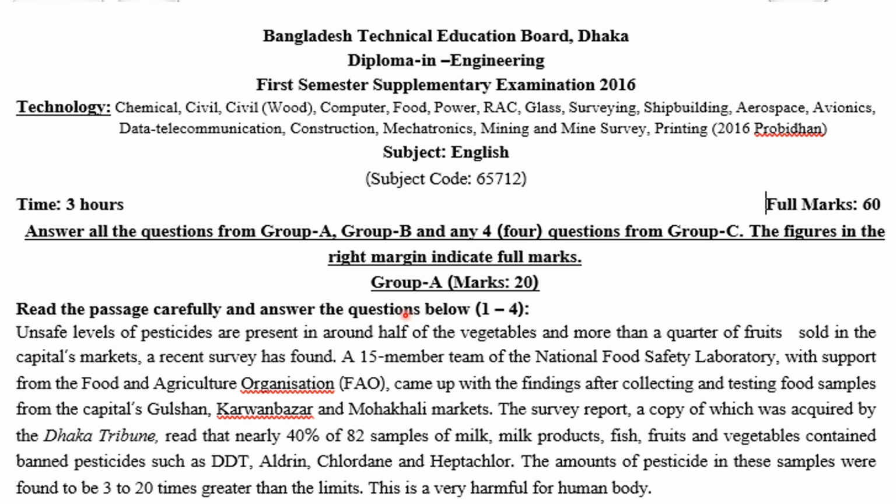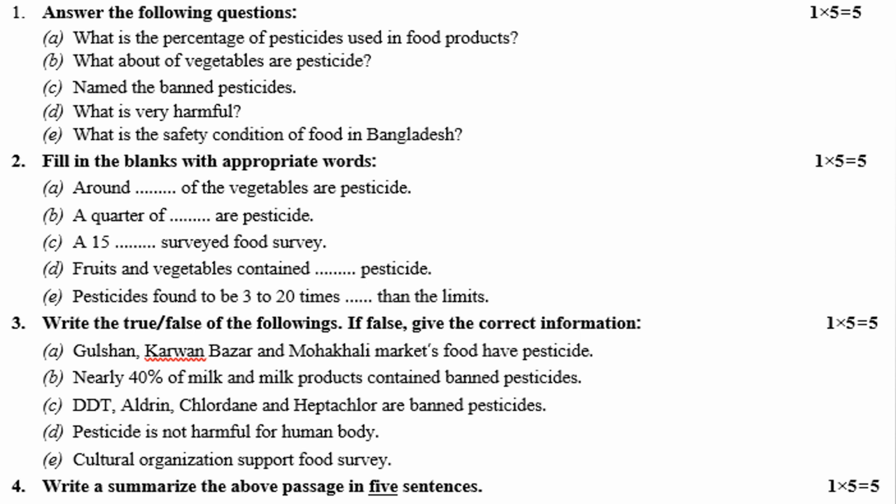In the exam hall, when you get the question paper, it will be divided into 3 groups: A, B, and C. In group A, you will get a comprehension, and by reading it, you have to answer some questions. The questions may be true false questions, open questions, short questions, fill in the blanks, etc. These are the sample questions from the seen comprehension.